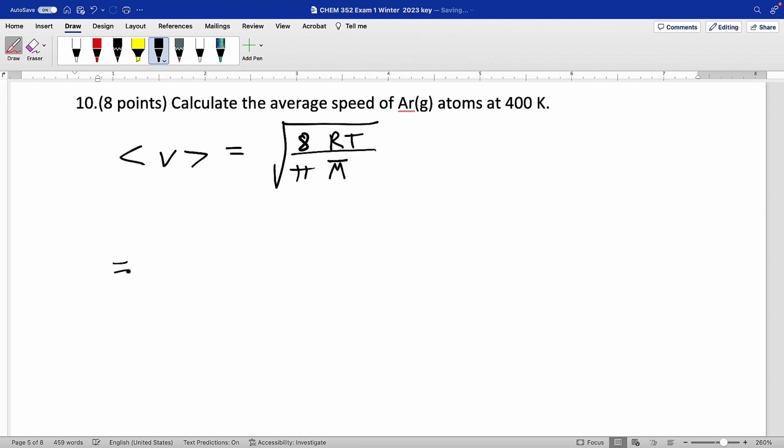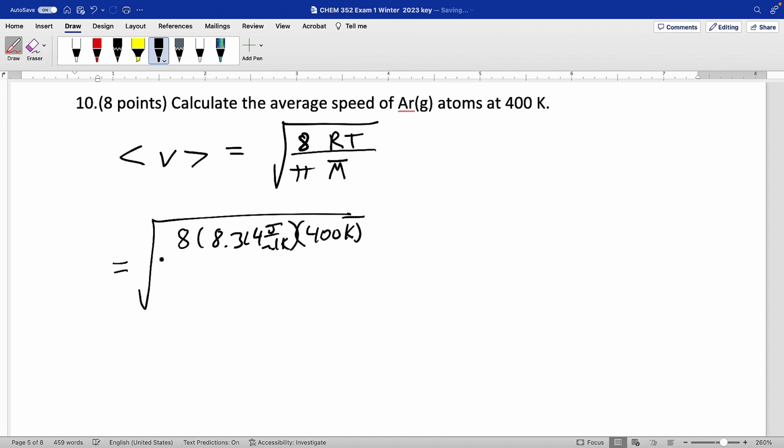And let's go ahead and put that in. So 8.314 joules per mole per Kelvin. We've got 400 kelvins. Let's see. We want argon atoms, so that's 40. Now we got to be careful. That would end up being grams, so we got to convert that back down to kilograms.